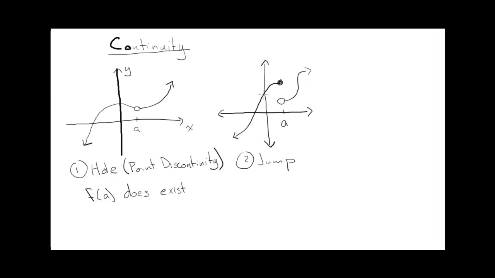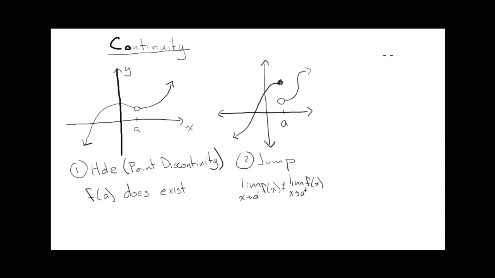In this case, why is this one not continuous? Well, notice the limit from one side is not equal to the limit from the other side. The limit as x goes to A from the left of f of x does not equal the limit as x goes to A from the right of f of x.